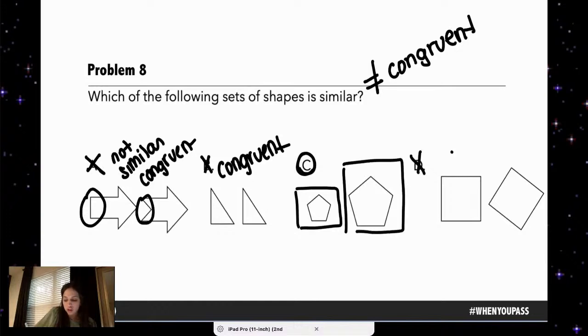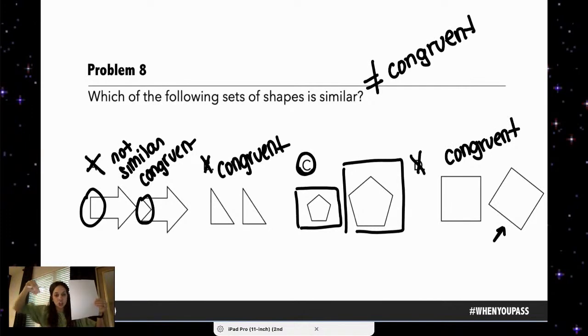These are also congruent. Just because this one is turned doesn't mean they're not the same. That would be like me taking a piece of paper and then taking another piece of paper and turning it and saying, are these the same? Well, of course they're the same. They're both white pieces of 8.5 by 11. Just because I turn it doesn't mean it's not the same. So that's what happened in D.